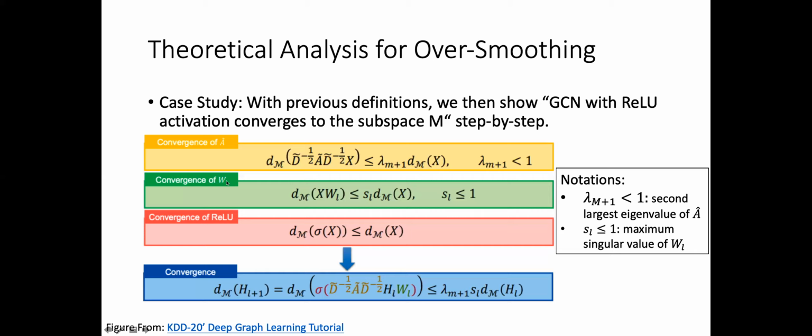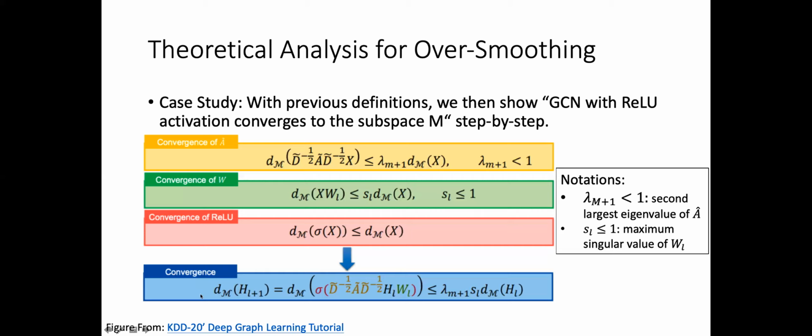And then after we have the convergence of this W, we can have the convergence of the ReLU activation, where the distance between subspace M and the matrix after using the ReLU activation for a matrix X should always be less than or equivalent to the distance between subspace M and the matrix X. So therefore, with the convergence of A tilde, the convergence of W, and the convergence of ReLU, we finally have the convergence of one GCN layer. So let HL plus 1 be the representation obtained from the L plus 1 layer GCN.